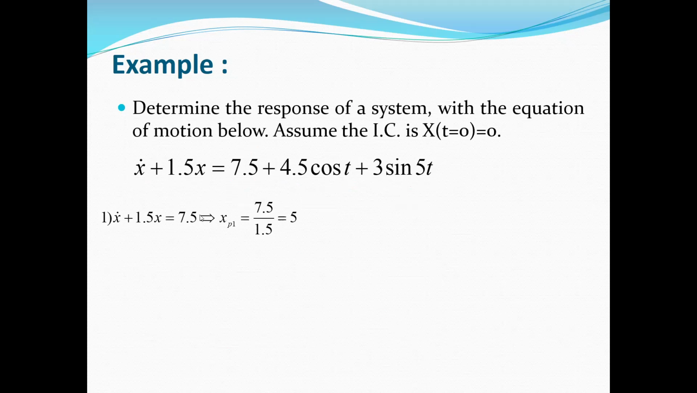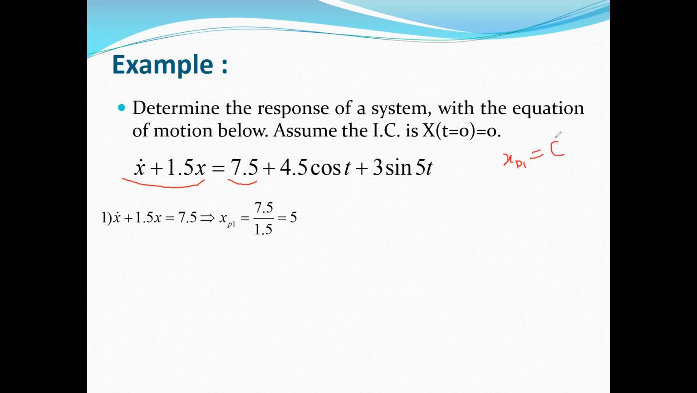So for the first one, xp1 for 7.5, we consider that the particular response is a constant value because this is a constant value. So xp1 is a constant value. When you substitute into the main equation, we assume that, for example, xp1 is a constant value c.